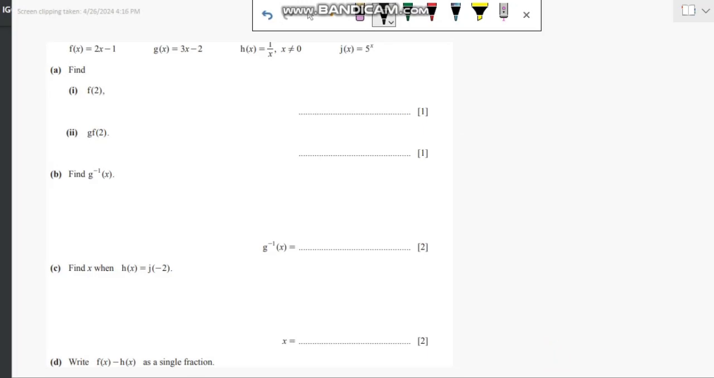Today we'll be looking at functions and inverses. We'll be solving a question on functions and inverses. So we are given some functions: f of x, g of x, h of x, and j of x. Basically, we'll be solving the questions that go under this.